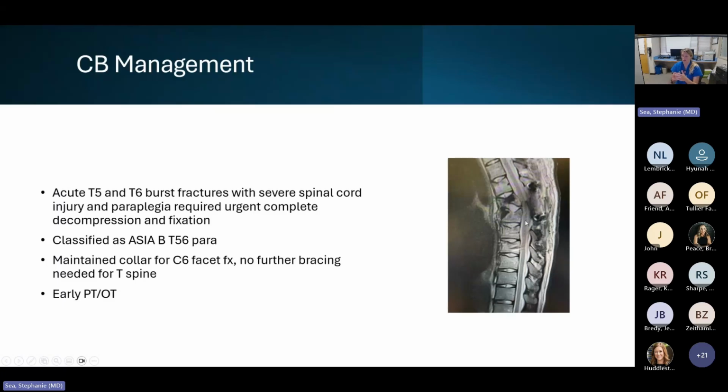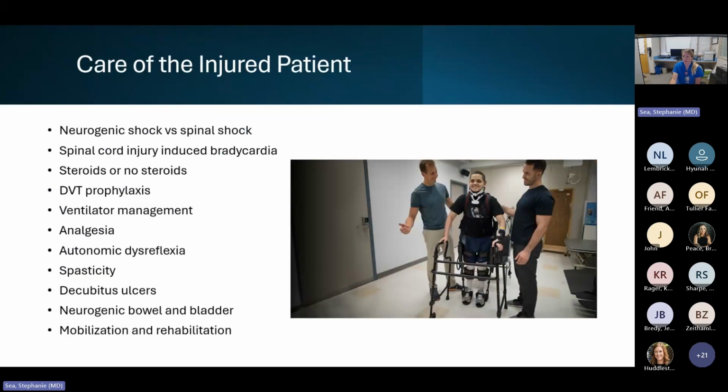So you can see there's some decompression of that spinal cord, and you're actually seeing that nice spinal cord return. It still looks like a bomb went off in there, but obviously much, much better and improvement from what he was. He maintained a C-collar for his C6 facet fracture, but didn't actually require further bracing for his T-spine. So he just got early PT, OT mobility, and because he was already fixed, we did not have to do a TLSO. So again, one of those very individualized kind of bracing that's going to be individual to the patient.